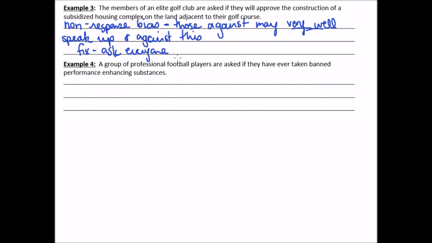Okay, so example 4. A group of professional football players are asked if they have ever taken banned performance. Oh, and we did that one. Okay, perfect. And that's it for 3.2.